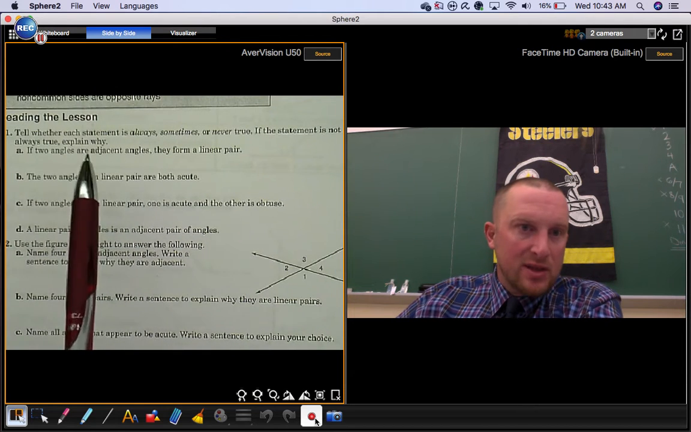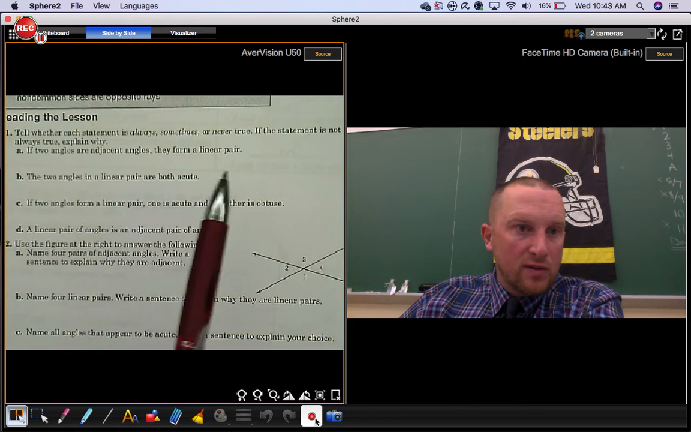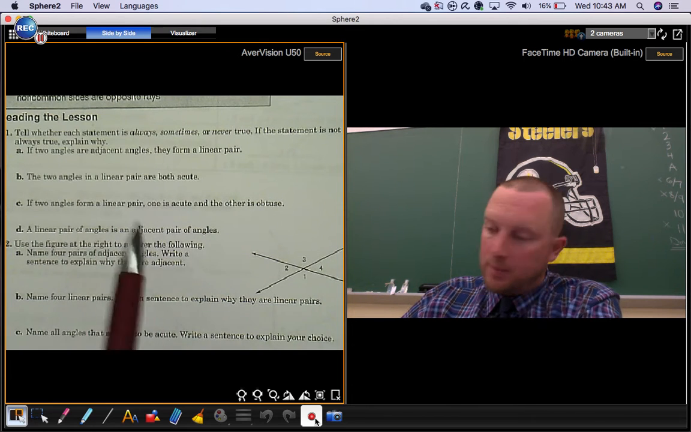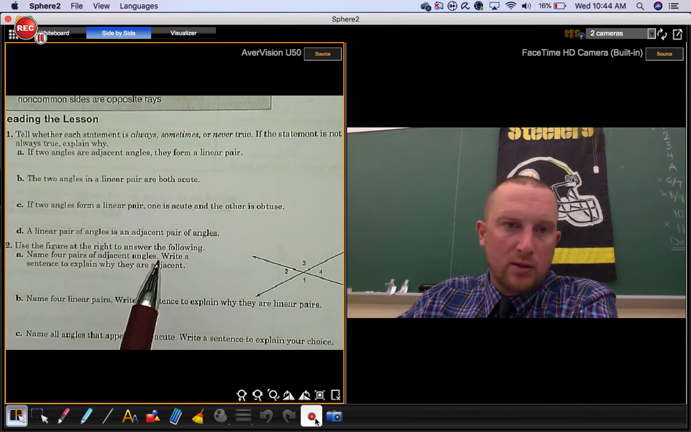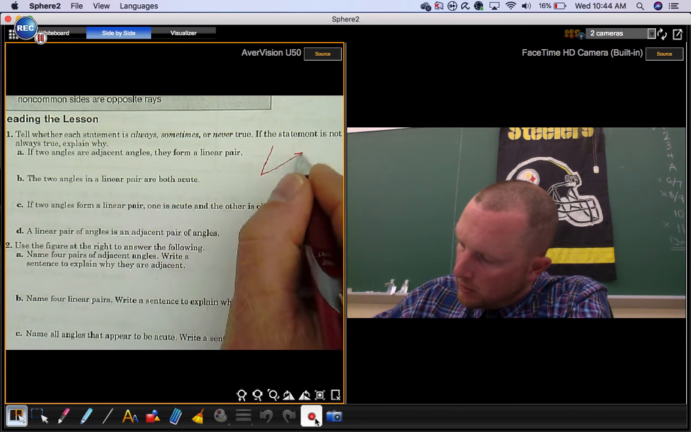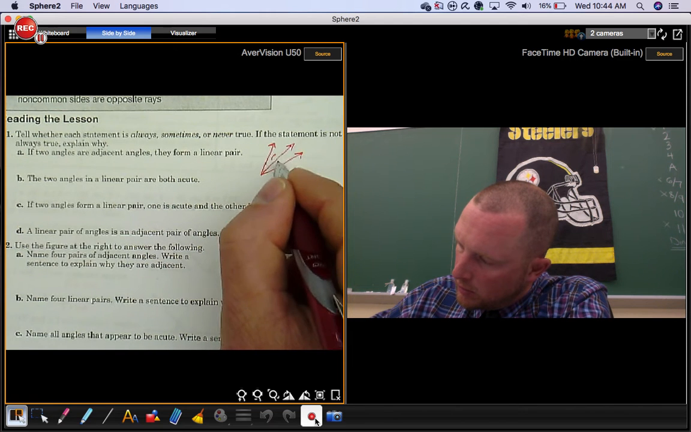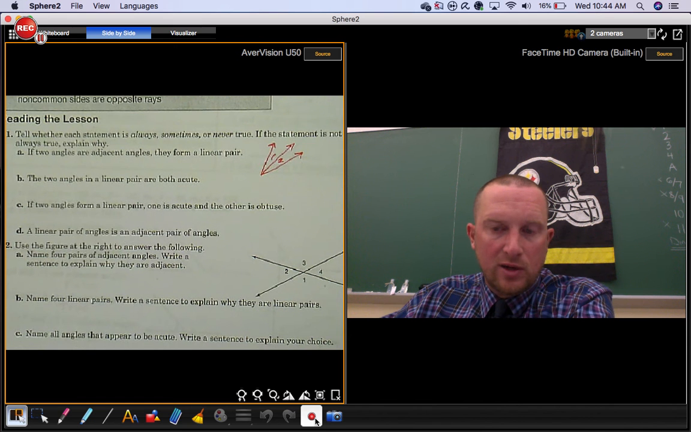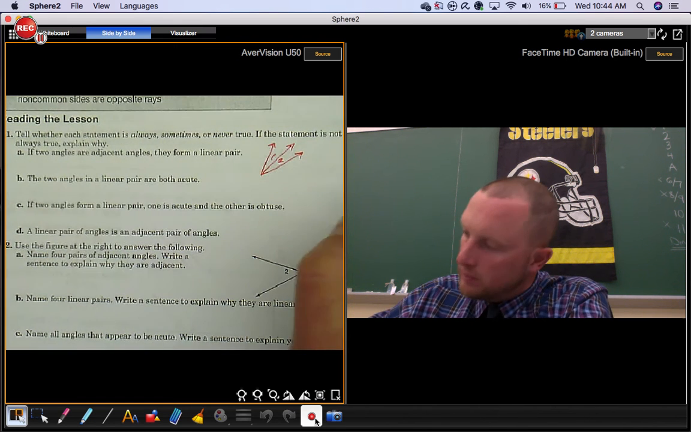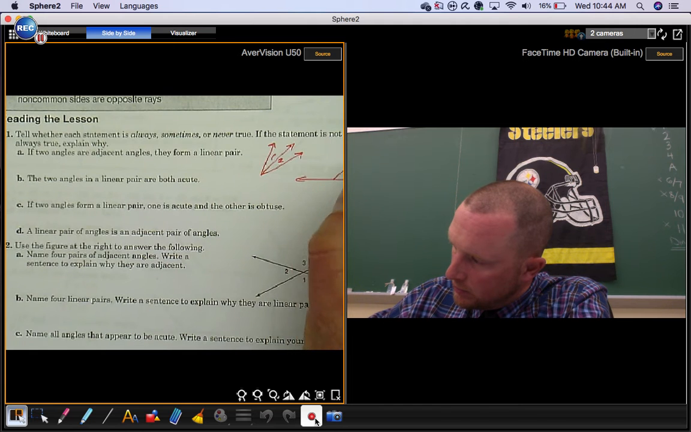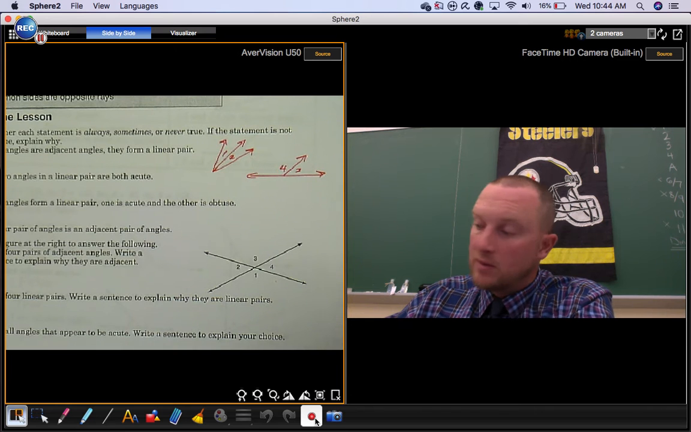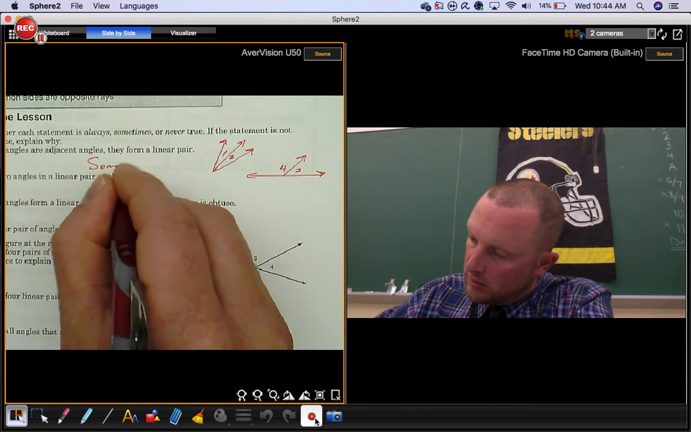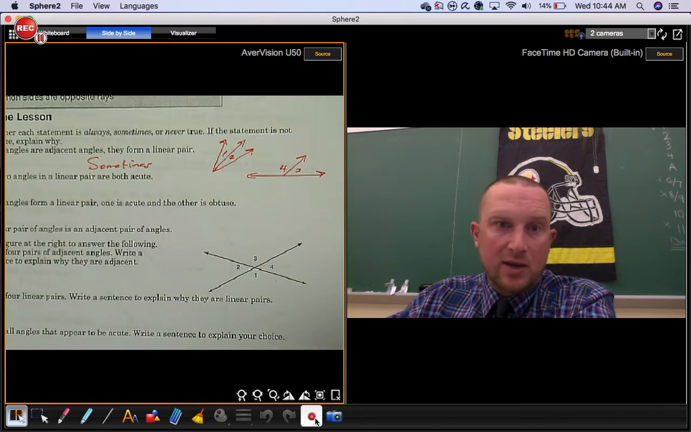Number 1, tell whether the statement is always, sometimes, or never true. If the statement is not always true, explain why. If two angles are adjacent angles, they form a linear pair. There's two adjacent angles. Do they form a linear pair? Nope. There's two adjacent angles. Do they form a linear pair? Yes. So that sometimes happens. Sometimes it does, sometimes it doesn't.